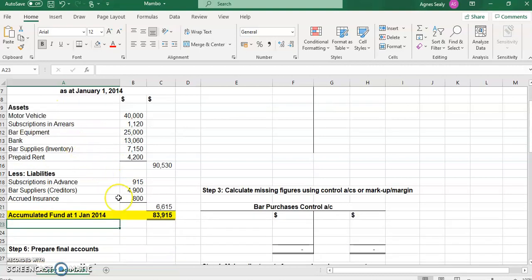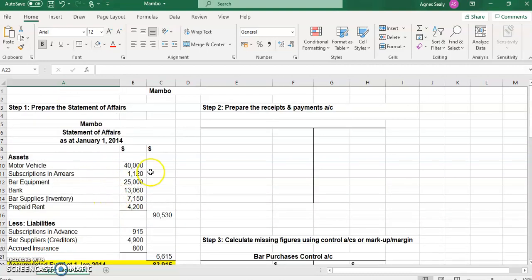Now this completes our first step, where we worked out our opening accumulated fund by using the statement of affairs. In our next video, we are going to be looking at our second step, where we prepare the receipts and payments account.